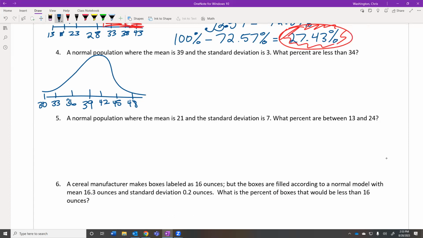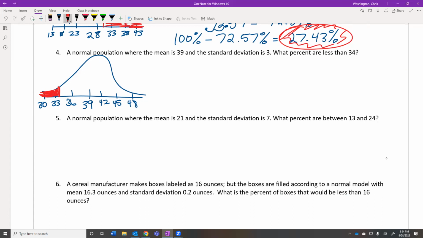And we want to know what percent are less than 34. So 34 is going to be about right there. And we want to know less than 34, so we're looking for that red area. Well, what's this going to give me? This is going to give me the area to the left. So all I have to do is look something up on here. But what are we going to look up on here? The negative side. We would be on the negative side.